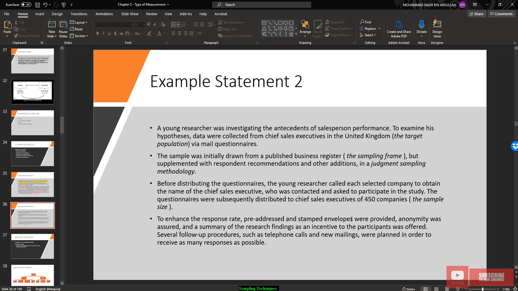So this is another example, right? I'm not going to read this one. You can pause the video and read it for a while. In this example, I am showing you what a sampling frame is, and then the sample size. This is a different example, so you can have a look and try to differentiate what the sampling frame is, what the target population is, what the sample size is, and what sampling technique they use, which is a judgment sampling methodology, right?